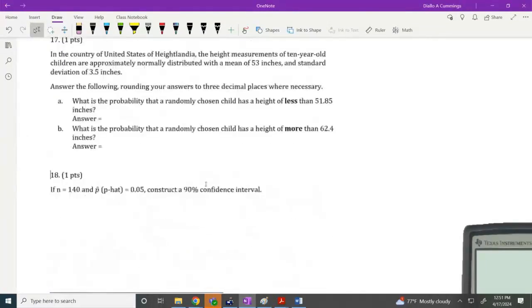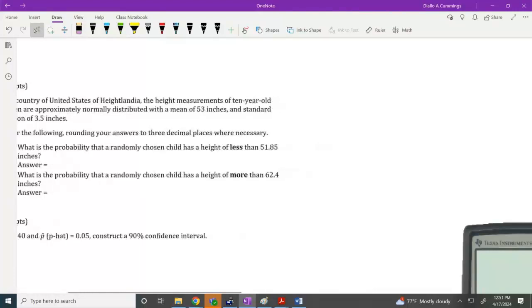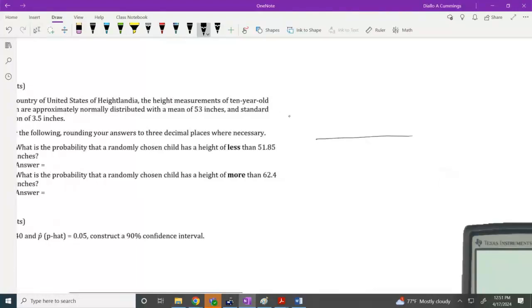All right, number 17, it says, in the country of the United States of Heightlandia, the height measurements of 10-year-old children are approximately normally distributed with a mean of 53 and a standard deviation of 3.5. So I just kind of mapped that out. The mean is 53, and the standard deviation is 3.5, right?